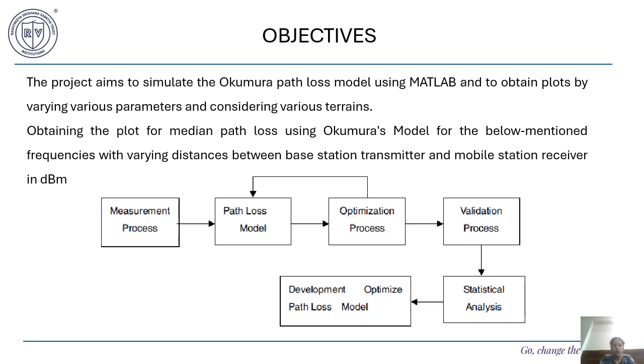Here in this image, we can see the general flowchart of how the path loss determination model works. You take the measurement and the path loss model is done. Then an optimization process perfects the path loss model for the data sets. We validate the data sets, then the statistical analysis is performed, and then the development of the optimized path loss model is taken underway.